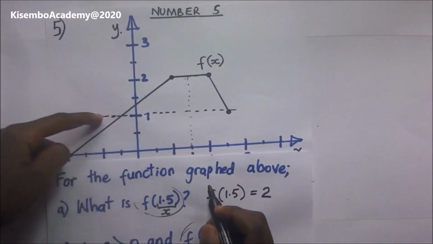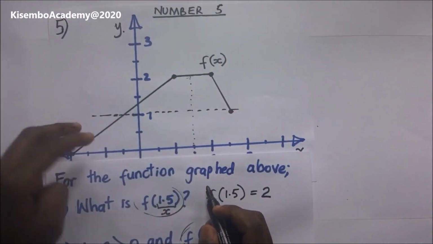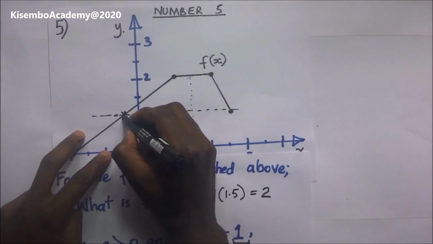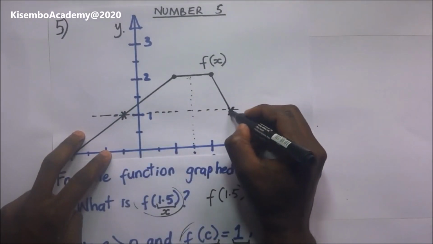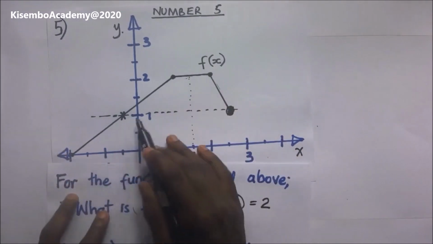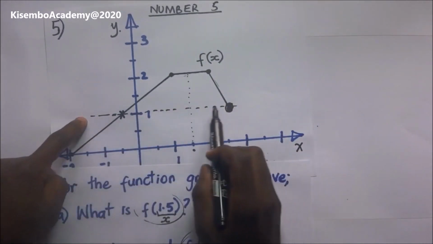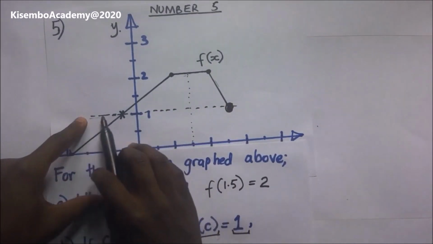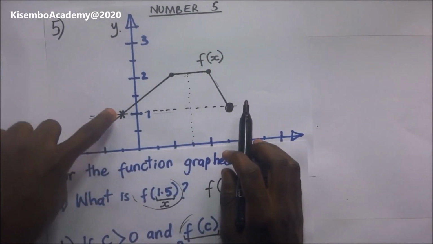So when our value of y is 1, there are two possible values of x. We have this value right here, we have this value right there. That is according to this graph. According to this graph, when our value of y is 1, or when our value of f of x is 1, the two possible values of x are this and that.